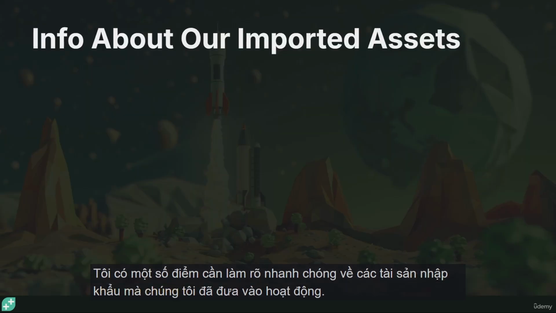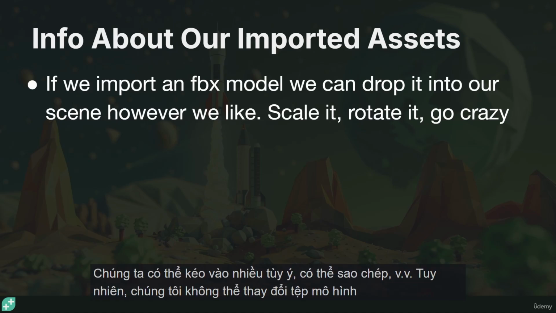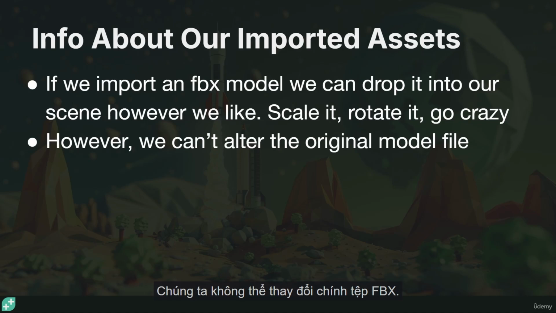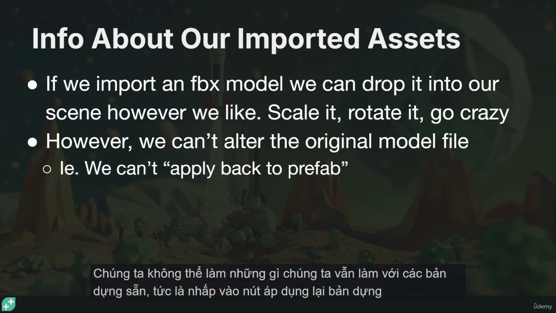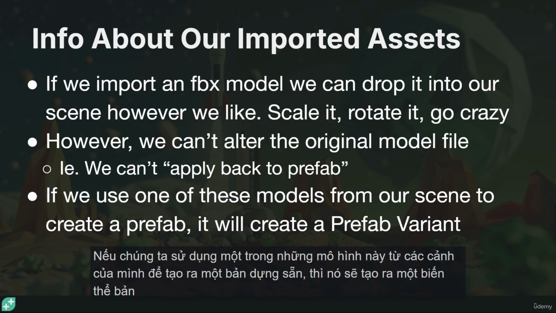I've got some clarifying points quickly about our imported assets that we've brought into our scene. If we import an FBX model, which these are, we can drop them into our scene however we like. We can scale it, rotate it, go crazy. We can drag in as many as we want. We can duplicate, etc. However, we can't alter the original model file. We can't alter the FBX file itself. We can't do what we've been doing with prefabs, where we click the apply back to prefab button, and then it'll go to the original, and then it'll populate to all the copies that we've got in our scene. It doesn't work that way. If we use one of these models from our scenes to create a prefab, what it will do is create a prefab variant.